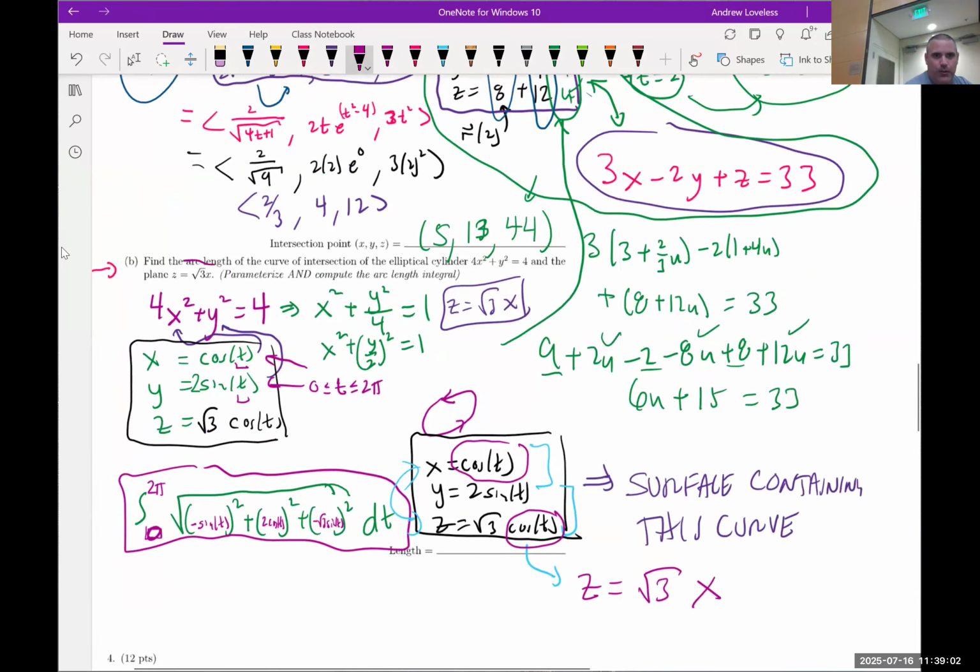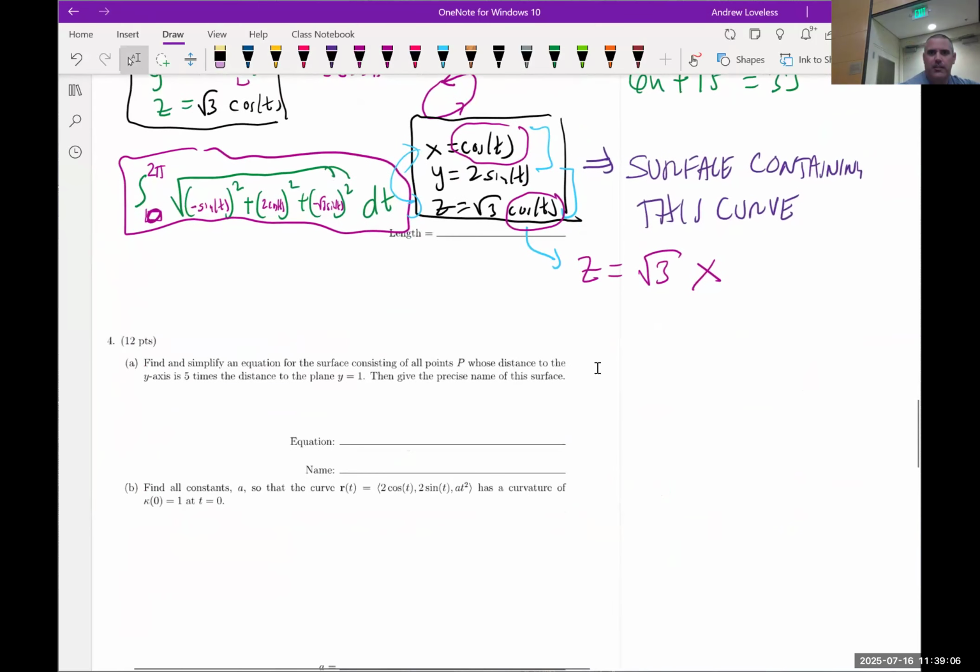So I was saying that this question could sort of be done in reverse. Rather than me giving you the surface and you find the curve, I could give you the curve and ask you to find the surfaces. That just helps us visualize a little bit. All right, let's get on to something else here.